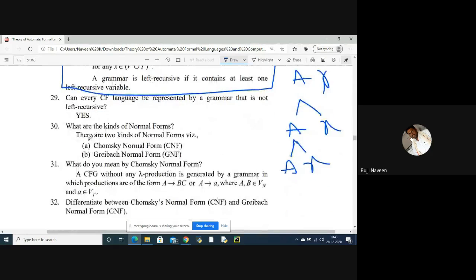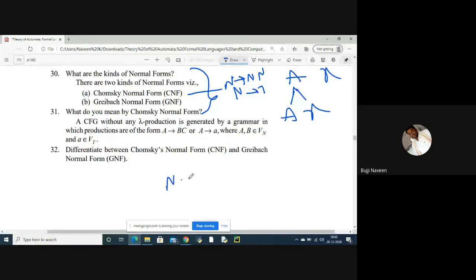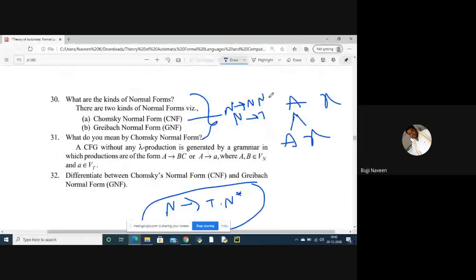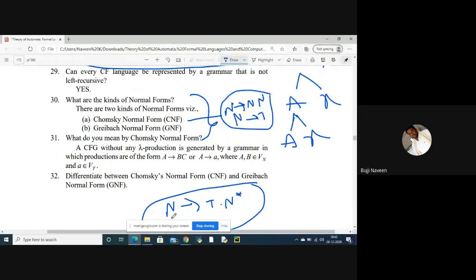And how many types of normal forms do we have? We have two normal forms: Chomsky normal form and Greibach normal form. Chomsky normal form contains non-terminal tends to non-terminal into non-terminal, and non-terminal tends to only a single terminal. Coming to Greibach normal form, it contains non-terminal tends to a single terminal into any possibility of non-terminals. It is N star. It is the syntax for Greibach normal form, and these two productions are the syntax of Chomsky normal form.